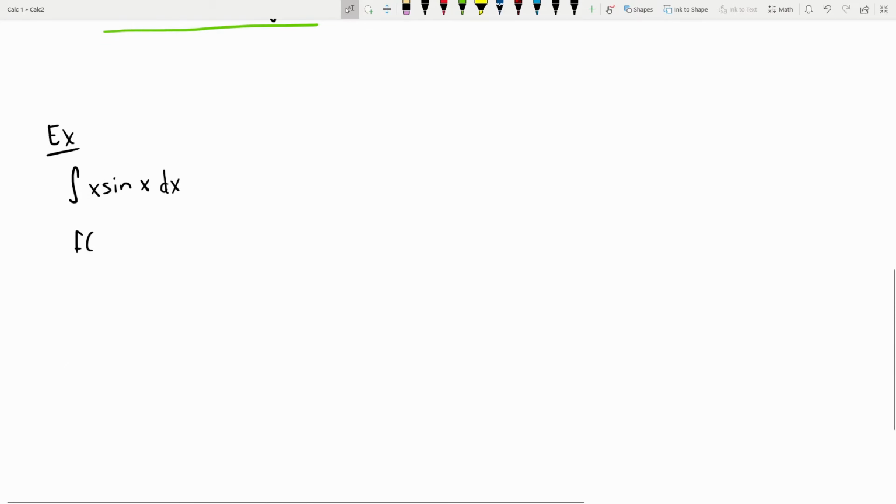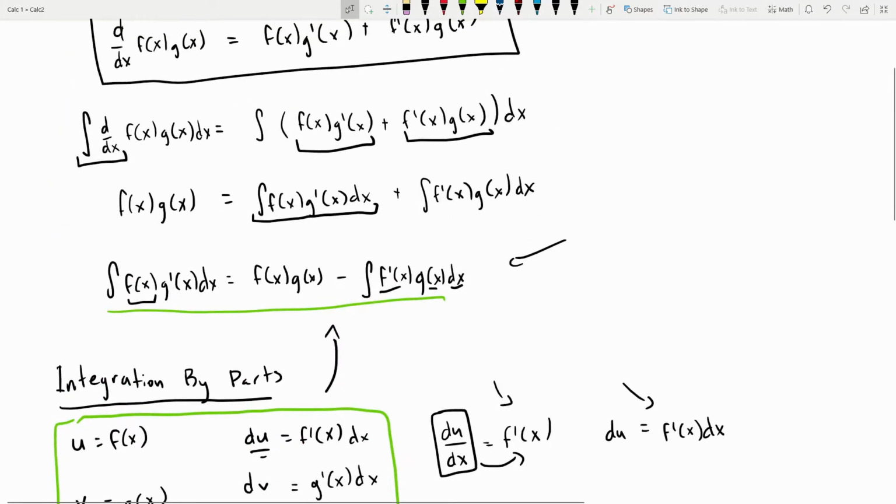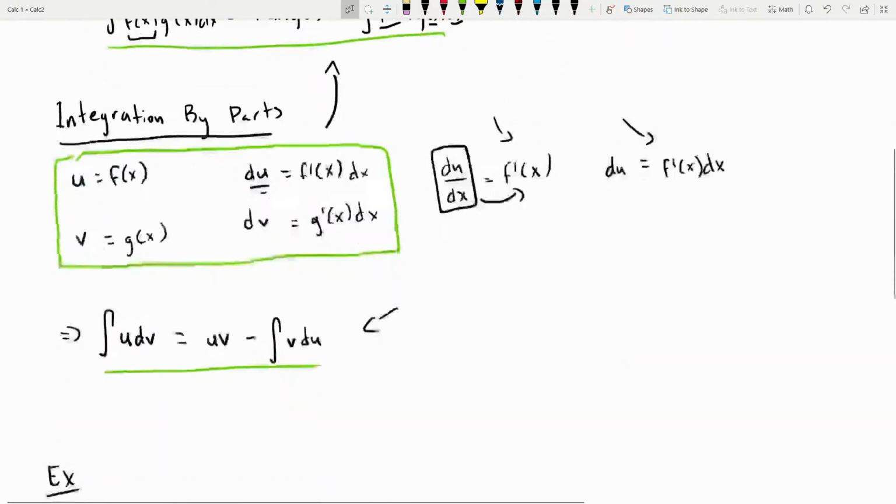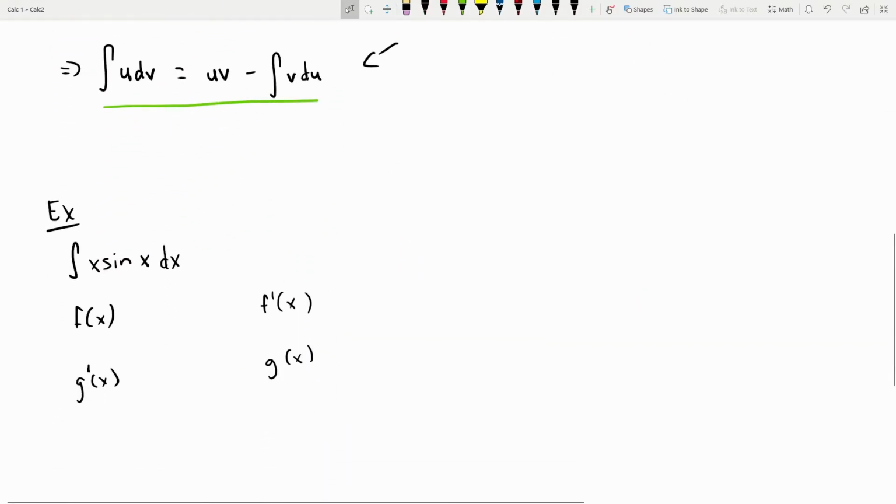Start off always by creating two functions, f of x and g of x. Actually, I'll call this g prime of x, and we'll see why. And then we're going to say that this is f of x, and then this is going to be g prime of x. So if we look back at the formula, on the left side, we can see that we have the integral of f of x and then g prime of x, right? And that's exactly what we have here. That's why I have these two first.